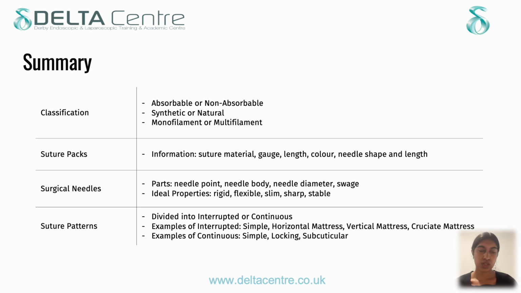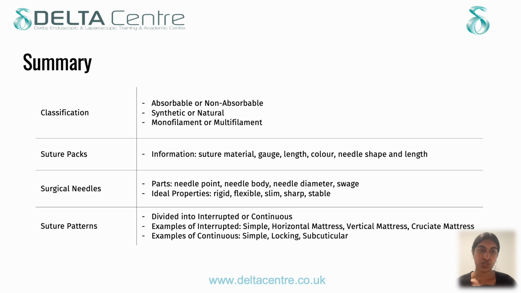Surgical needles, the most important parts to know are the needle point, needle body, the diameter, and the swage. And then the most important ideal properties that are needed to know is that the needle has to be rigid yet flexible, slim, sharp, and stable.